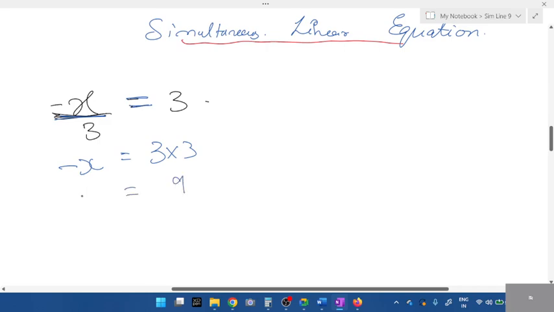9. But x cannot be negative. You can't say minus x is 9. You have to find the x value. What happens to minus? No, wrong. This minus just goes here and becomes minus. Just a minute.